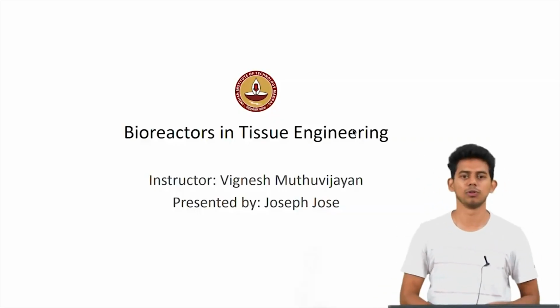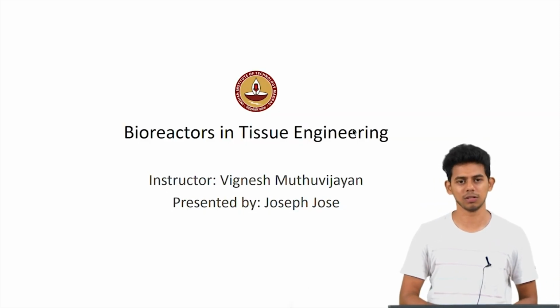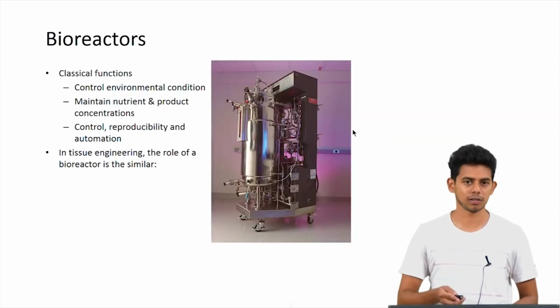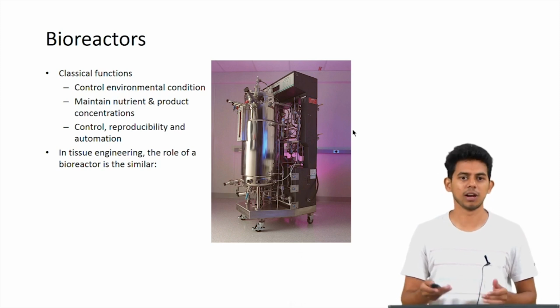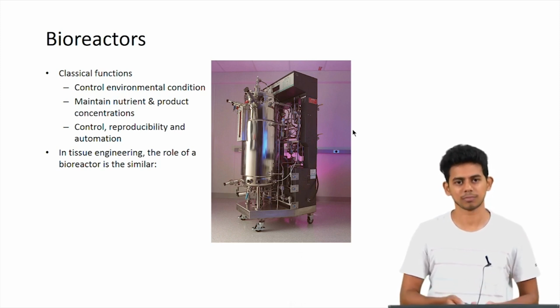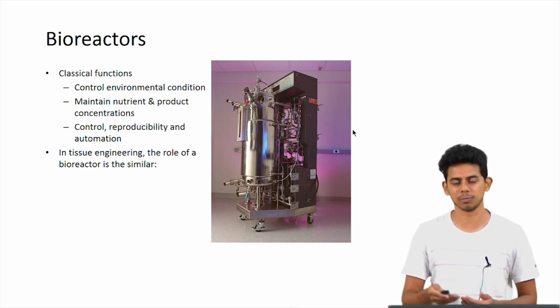Hi everyone. So today we'll be seeing about bioreactors that are used in tissue engineering. So what are bioreactors and what is its function? A bioreactor is usually used to maintain a controlled environment to ensure that a biological reaction can proceed. For that, you maintain the nutrient and product concentration, and you also get a high degree of control and reproducibility of these products on using these bioreactors.